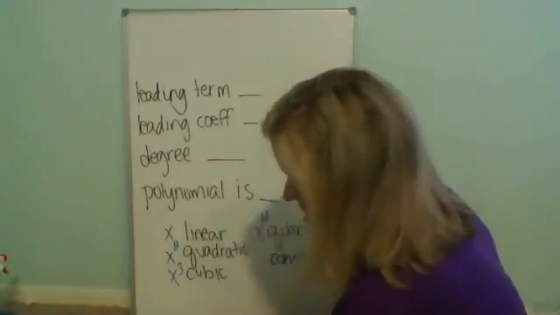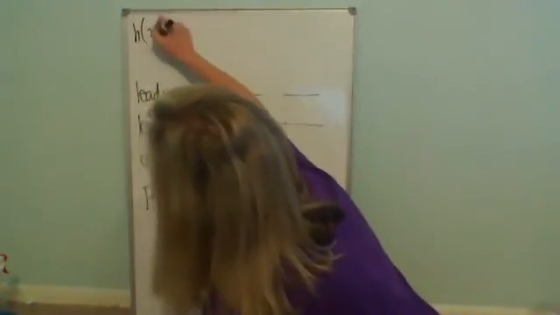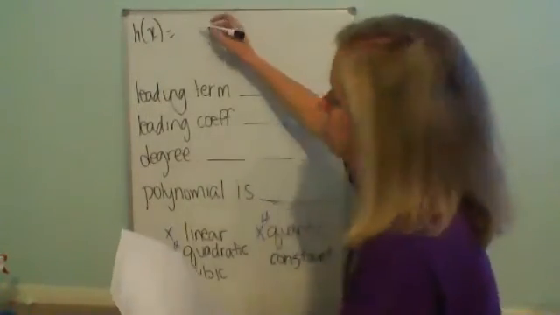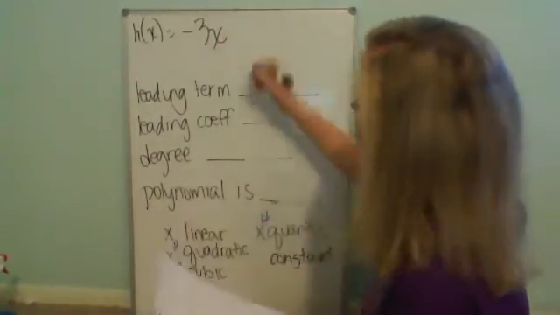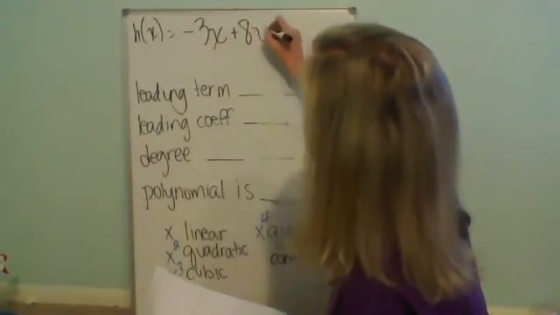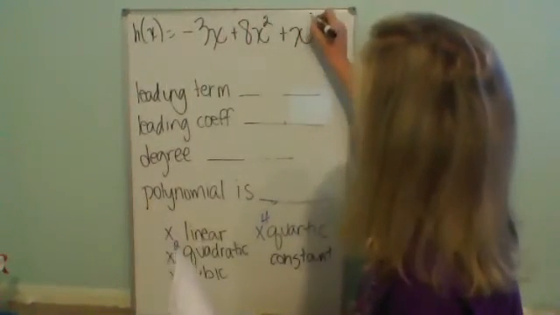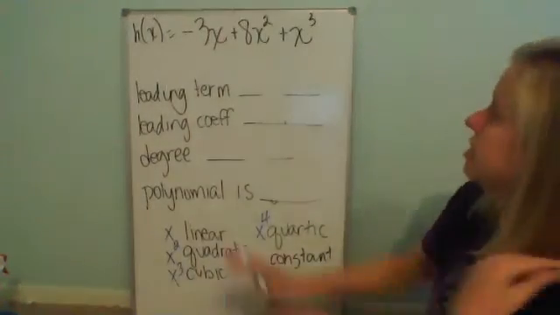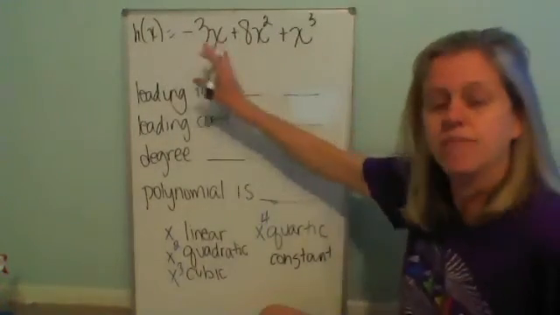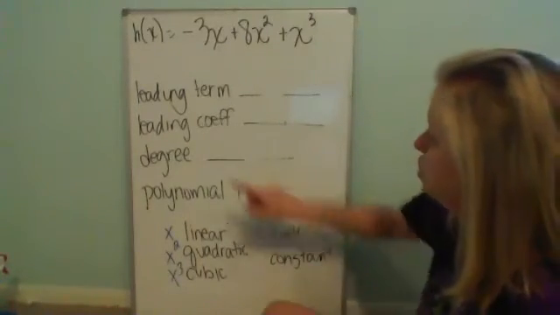So let's see. On number 7, you'll see one that looks like this. H of x equals, then you'll see negative 3x plus 8x squared plus x to the 3rd power, x to the 3rd. So let's see, these are out of order, right? If you want, you could rearrange them and put them in the right order. We don't necessarily have to for this problem.